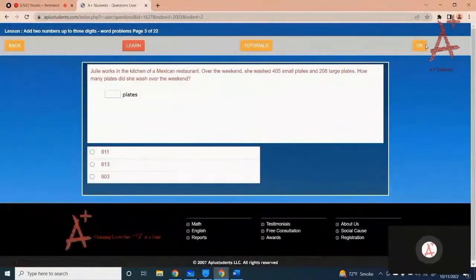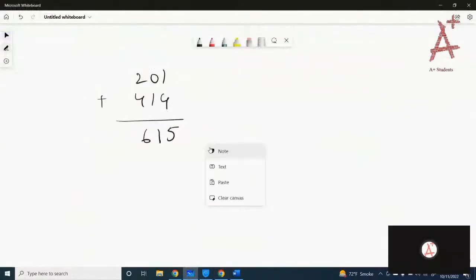Okay, the next one is Julie works in the kitchen of a Mexican restaurant. Over the weekend, she washed 405 small plates and 208 large plates. How many plates did she wash over the weekend? So you have to add 405 and 208 for the total. Got it? 405 and 208.